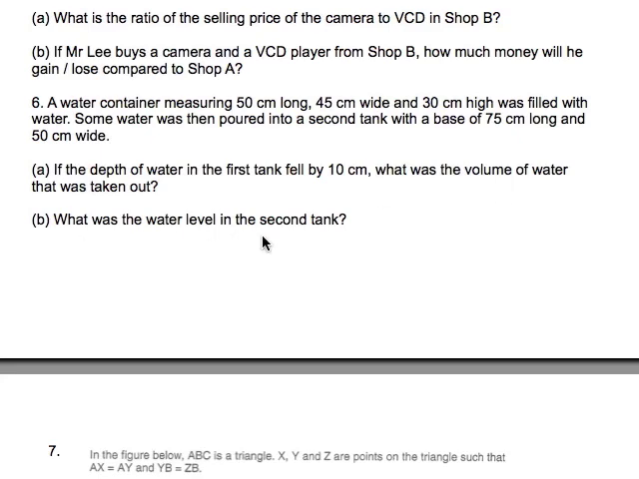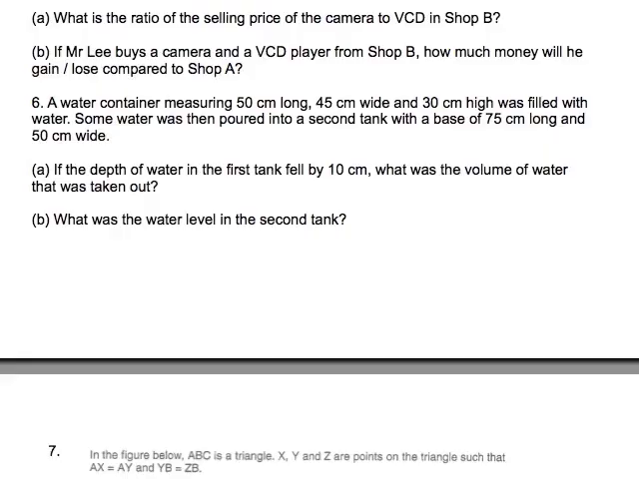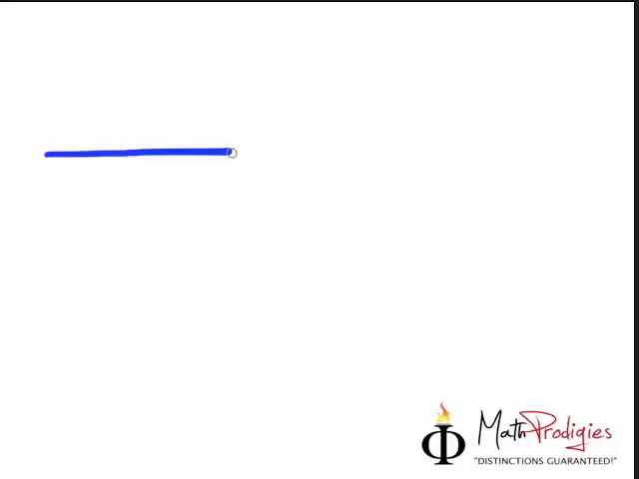This question is superbly simple. You should be able to solve it, but you need to see and understand what this question is about. Basically it says it has a water container with 50, 45, and 30. So 50 cm long, 45 cm wide and 30 cm high.